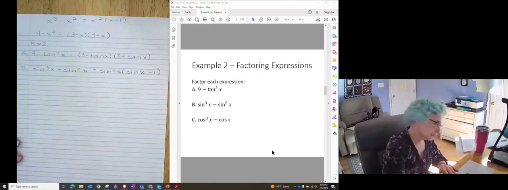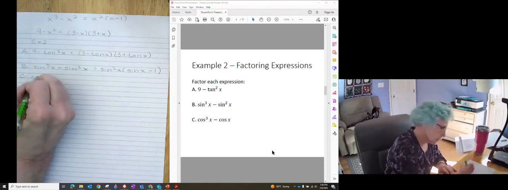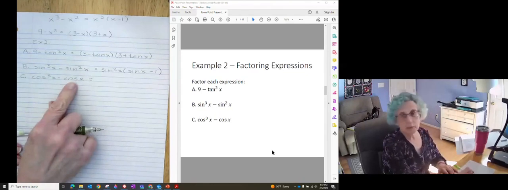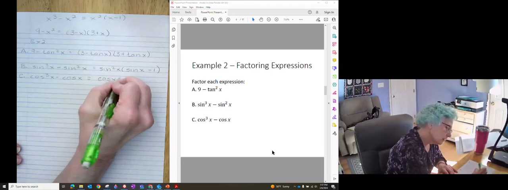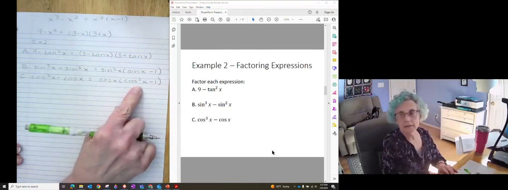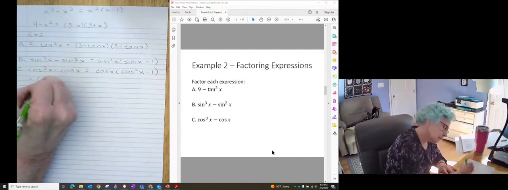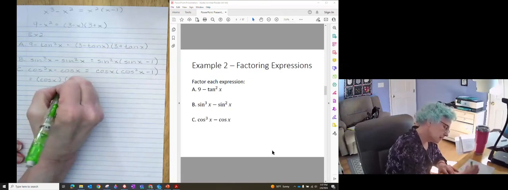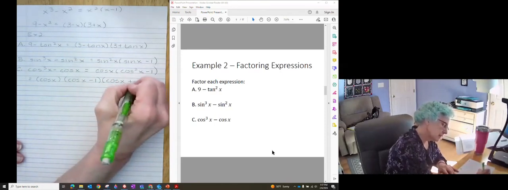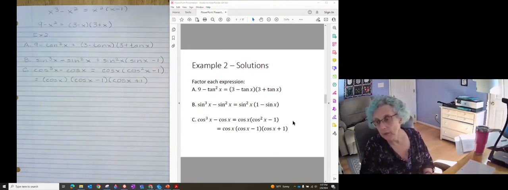Same with cosine, except we can only factor out one cosine in this case. So we have cosine cubed of x minus cosine. The biggest exponent here is a 1, so I can only factor out cosine. And then I have cosine squared of x minus 1. And then I look at that and I think, oh boy, that's a difference of two squares, just like 9 minus x squared is. So I can write this as cosine of x times cosine of x minus 1 times cosine of x plus 1. So you have to keep factoring until you can't factor anymore. And there's the pretty answers.